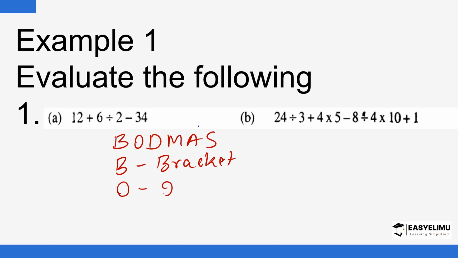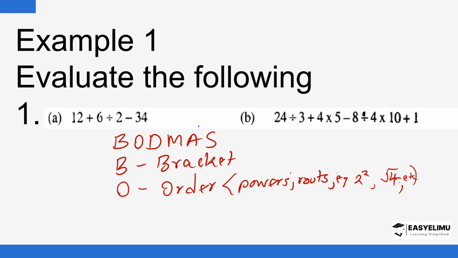Now there is O. O here stands for order. Order here, you could be having things like powers, like we have things like roots, or power here, you can use indices. So if you have, e.g., 2 power 2, this is supposed to be done. If you have bracket, then what should follow immediately after bracket should be the one that is having power, or maybe root of 4, something like this, or roots. So that is supposed to be done first, bracket, then these ones.